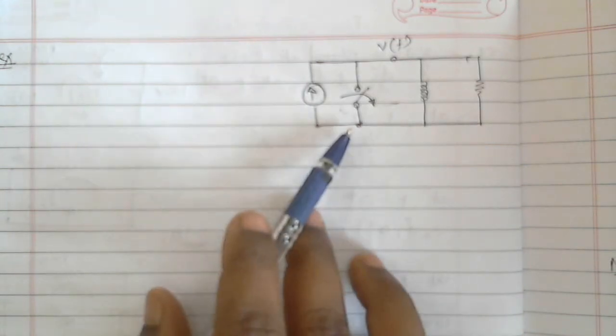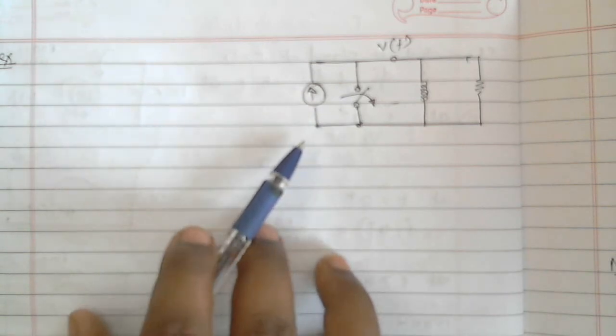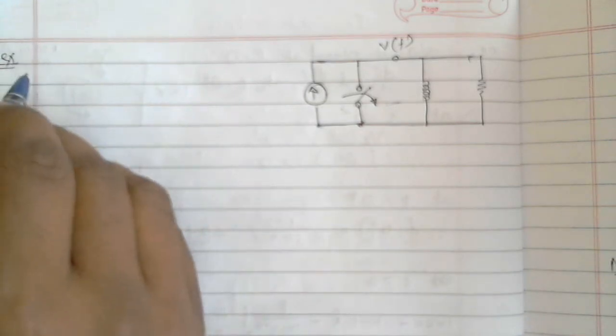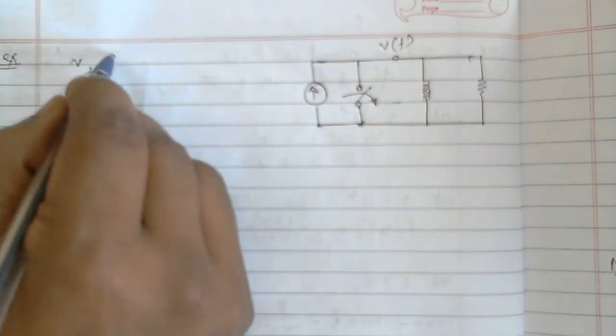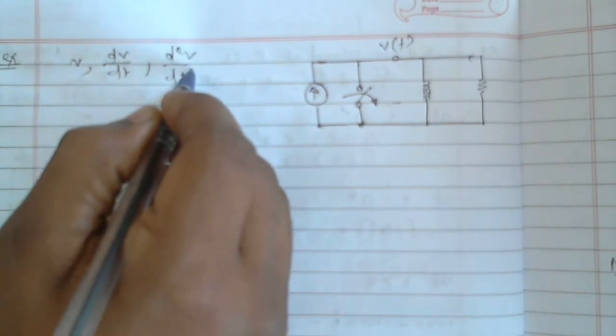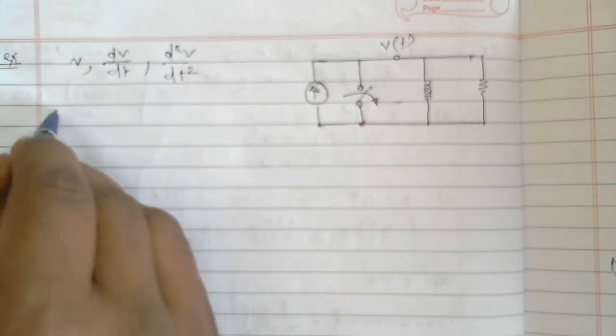Okay, as I have drawn this example, first we'll see the basics of this example, then we'll see an example that has some initial value. So we need to find v, dv by dt and d square v by dt square. So how to find out? First draw the circuit at 0 minus.